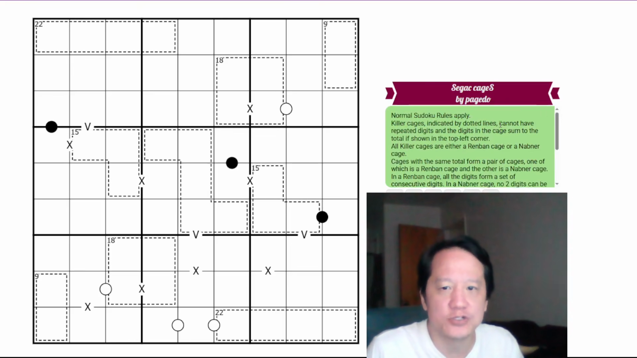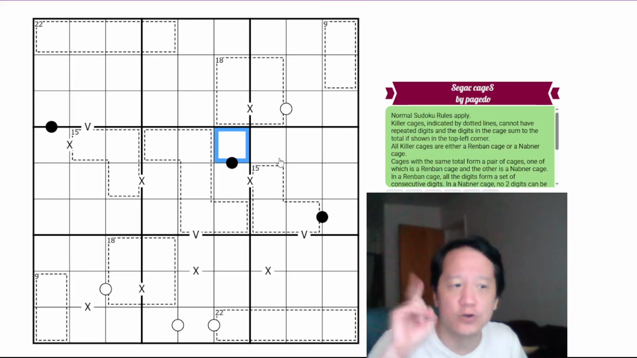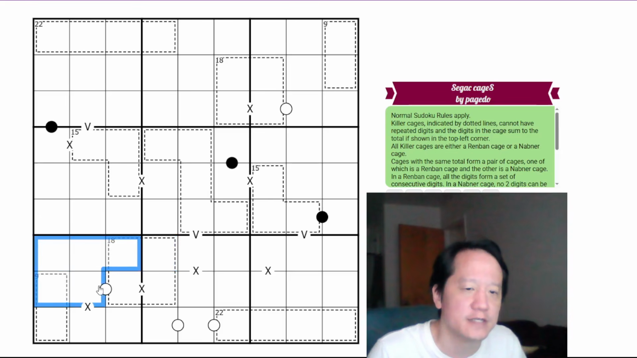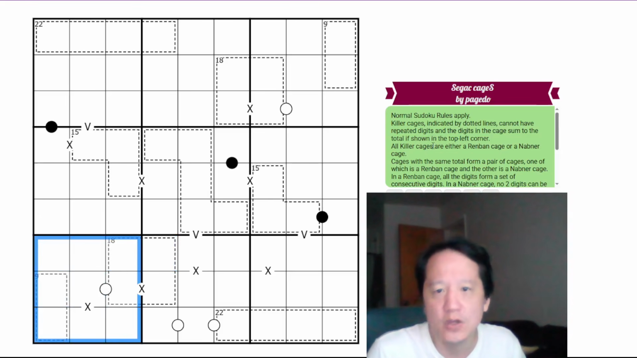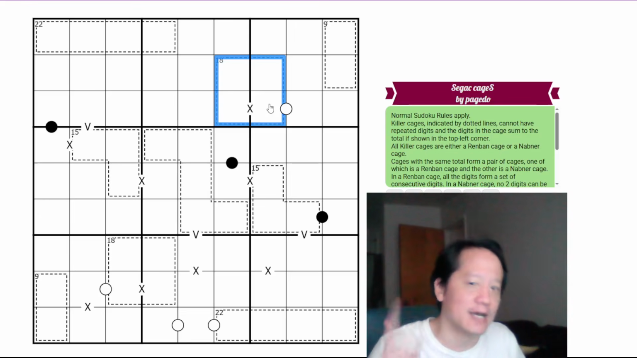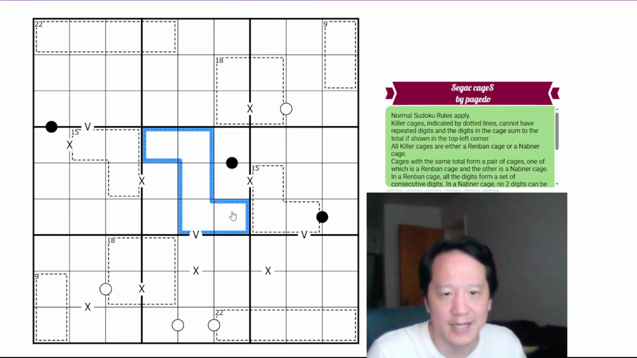Normal Sudoku rules apply, which means in every cell in the grid, place a single digit from 1 through 9, such that there are no repeats in any row, column, or designated 9-cell region. We have killer cages indicated by dotted lines, which cannot have repeated digits, and the digits in the cage sum to the total if shown in the top left corner. For example, this does not have a sum here, and it's the only cage which doesn't, so these cannot have repeats, that's all we know.